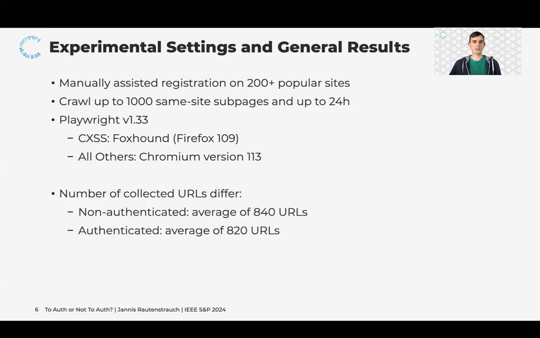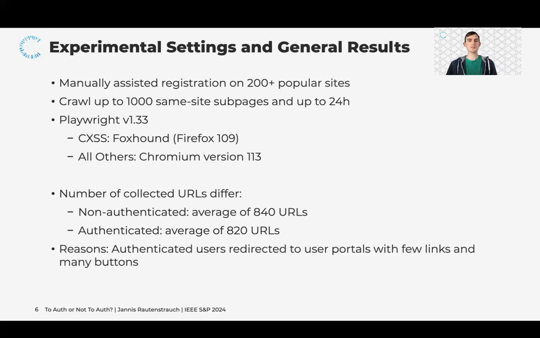The first result we can see is that the number of collected URLs differ between the states. In the non-authenticated state, we saw an average of 840 URLs, whereas for the authenticated state, we only saw an average of 820 URLs. At first, this might seem odd. Why do logged in users see fewer URLs? But we had a look in our data and found a reason for that. On some sites, authenticated users get redirected to a user portal where they can interact with the application, but this user portal mostly consists of buttons and doesn't have many links where they can visit other subpages of the same site.